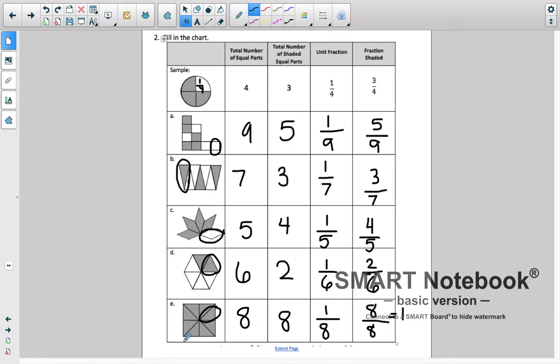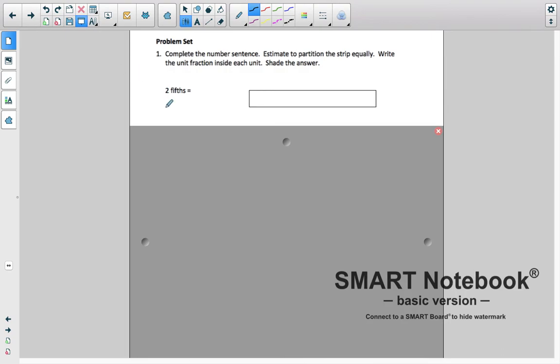All right. Let's look at the next part. It says complete the number sentence. Estimate to partition the strip equally. Write the unit fraction inside each unit. Shade the answer. So we need to partition it, we need to write the unit fraction, and we need to shade. So we have to do 3 things. So let's look at what it says. It says 2/5. So it's asking us to write the fraction first. So 2 goes on top, and fifths means 5, so it's 2/5.